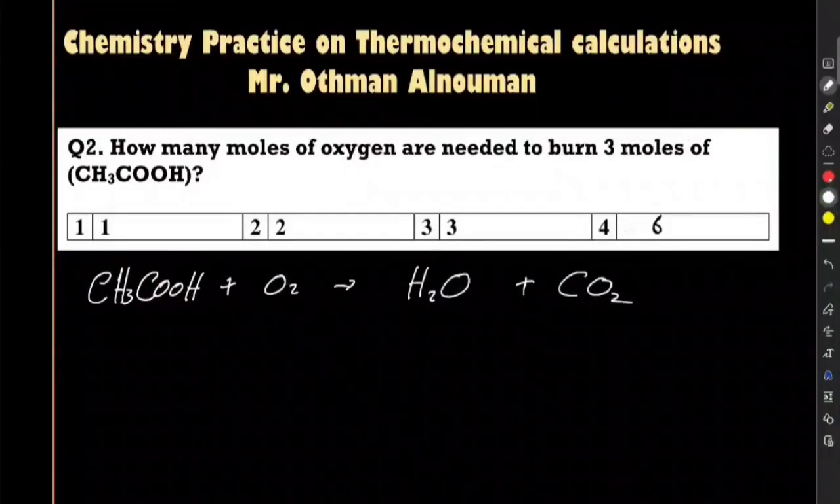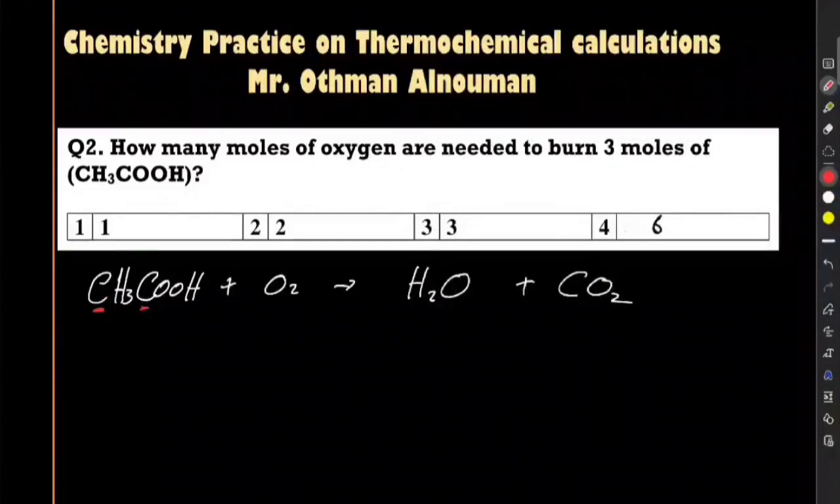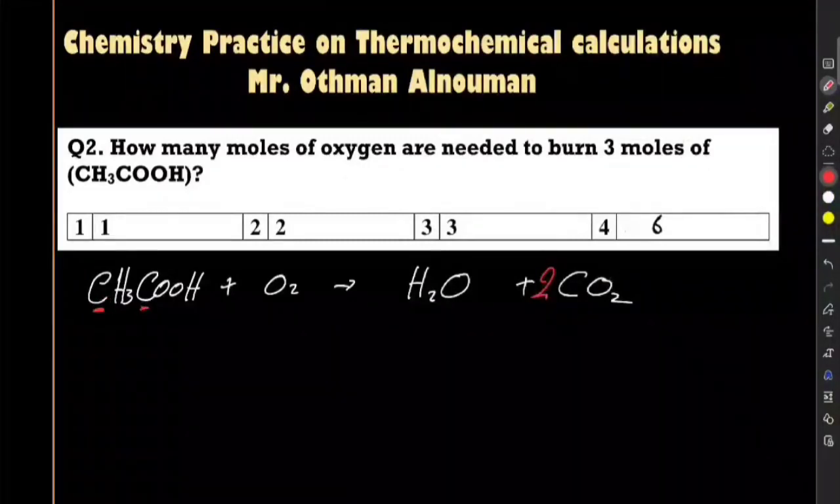Let's balance the equation. Here we have 2 carbon, and here we have only 1. I'll add here 2. Now here I have 2 oxygen. Before we balance the oxygen, let's balance the hydrogen. Here we have 3 and 1, 4. And if I put here 2, that will be 2 times 2, 4.